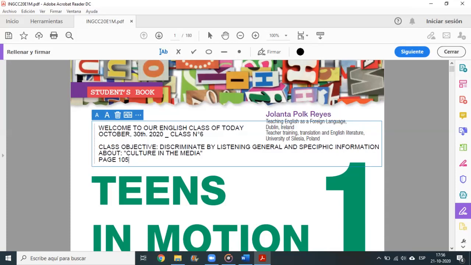The materials we are going to use is the book of English, a copybook, and dictionary. Of course, we are on unit 3. Estamos en la unidad 3, the arts, las artes. And we are on phase 3. Estamos también en la fase número 3.